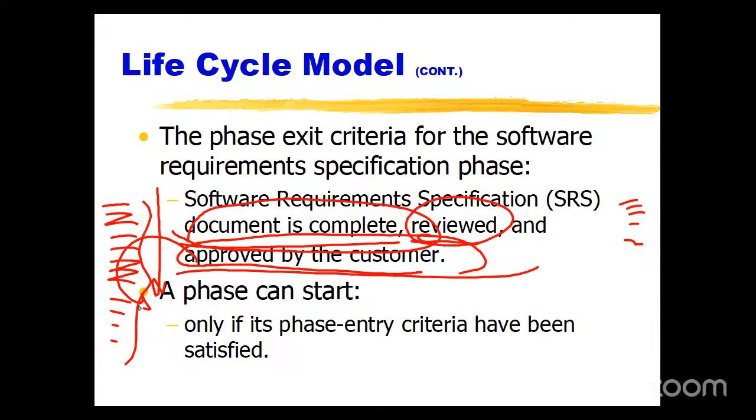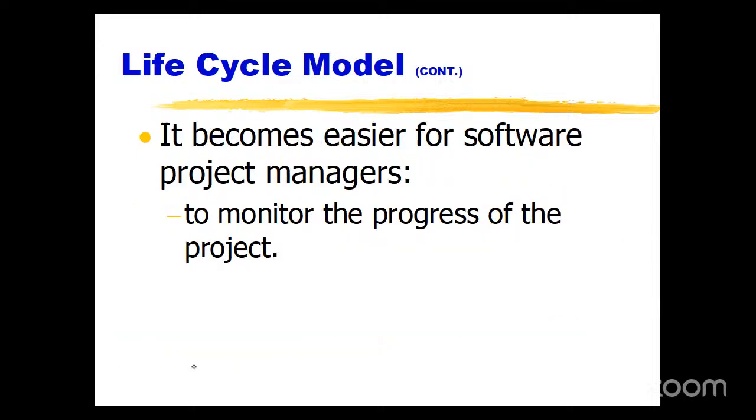So once you want to enter into the second phase of your life cycle model, the first phase exit has to be satisfied. Then only you are allowed to enter into the second phase. Otherwise, you are not allowed. Okay. So it becomes easier for software project managers to monitor the progress of the project, because the entry point he is fixing, and the exit point also he is fixing.